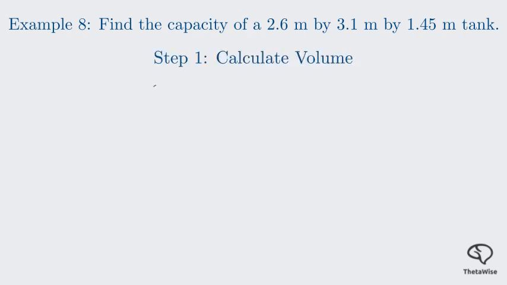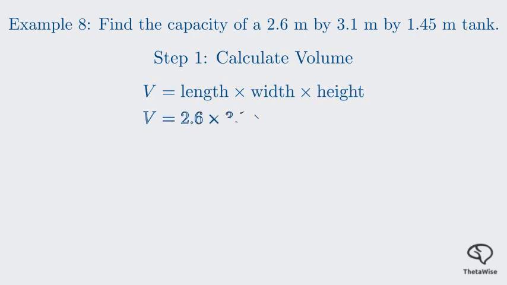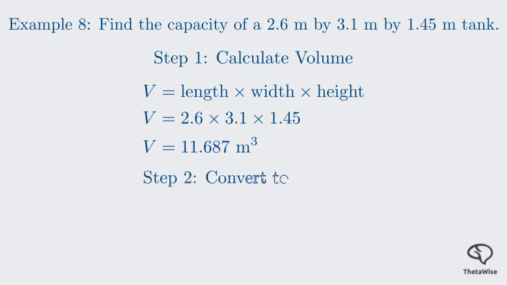The tank is a cuboid, so its volume is length times width times height. We multiply the three dimensions together, 2.6 times 3.1 times 1.45. This gives a volume of 11.687 cubic meters. Now we use our conversion factor to find the capacity. Since 1 cubic meter is equivalent to 1 kiloliter, the capacity of the tank is 11.687 kiloliters.